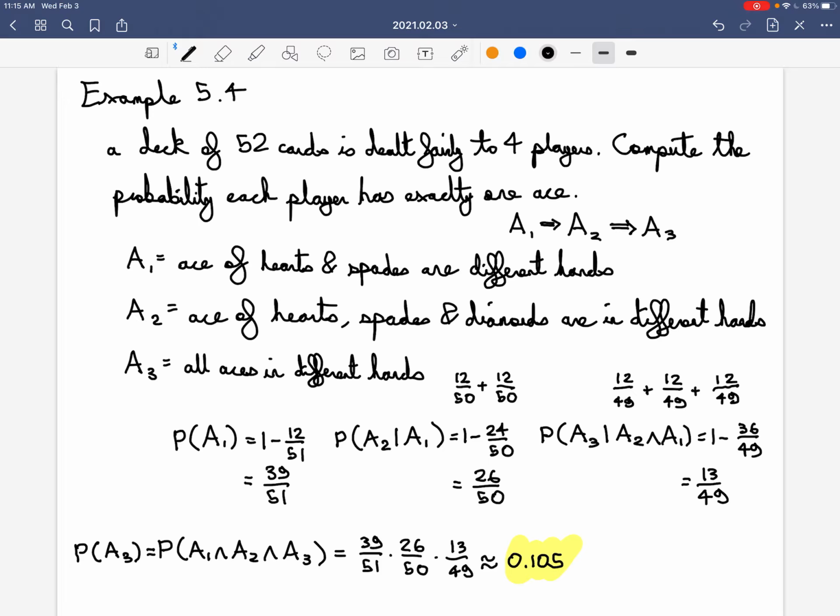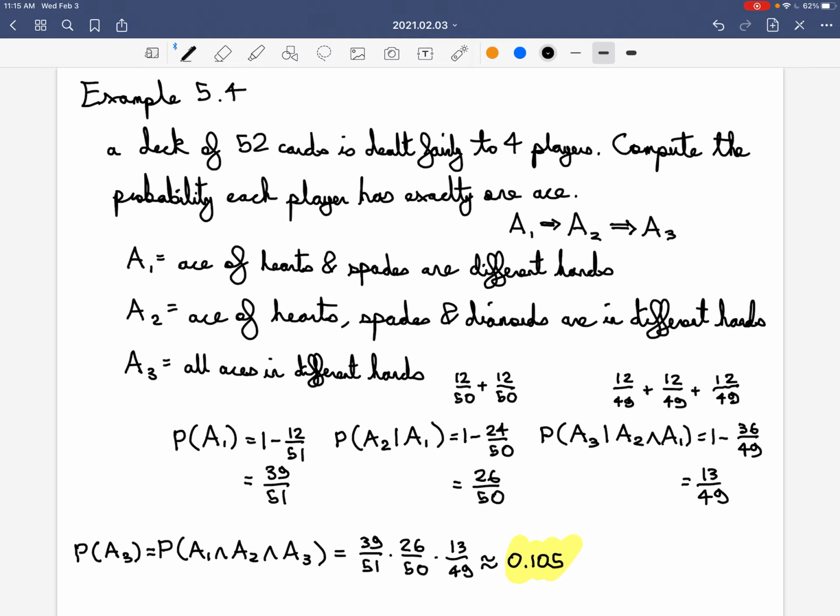Okay, so what's the probability that the ace of diamonds lands in the same hand as the ace of hearts? Well, there's 12 spots in the hand that contains the ace of hearts, and there's 50 cards other than the ace of hearts and the ace of spades, of which the ace of diamonds is one. So each of the 12 other spots in the hand that contains the ace of hearts has a 1 over 50 chance of being filled with the ace of diamonds. So there's a 12 over 50 chance that the ace of diamonds gets put in the same hand as the ace of hearts.